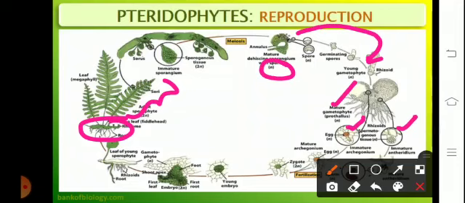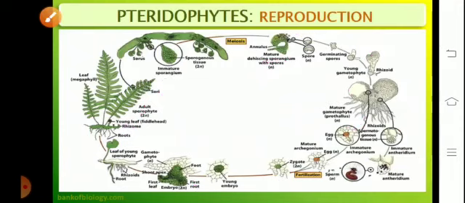The fusion in fertilization will take place to produce the zygote, which is diploid in nature, and which will give rise to an embryo, which is again diploid in nature. Now, this diploid embryo will give rise to the diploid sporophytic plant body. So thus the sporophyte which is produced is diploid in nature.